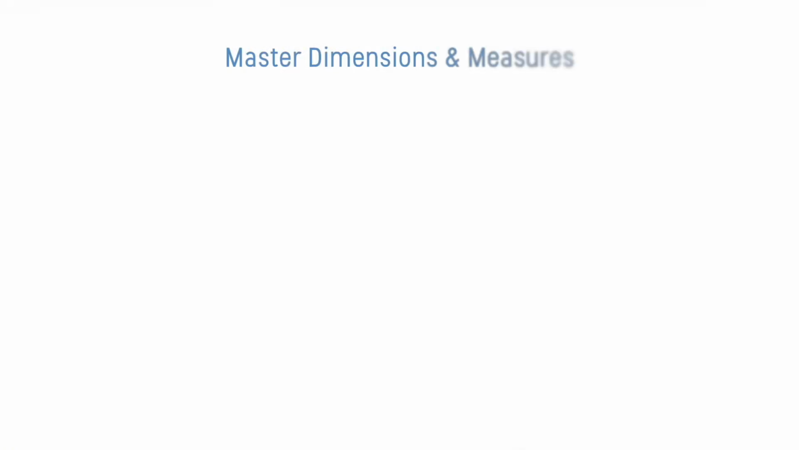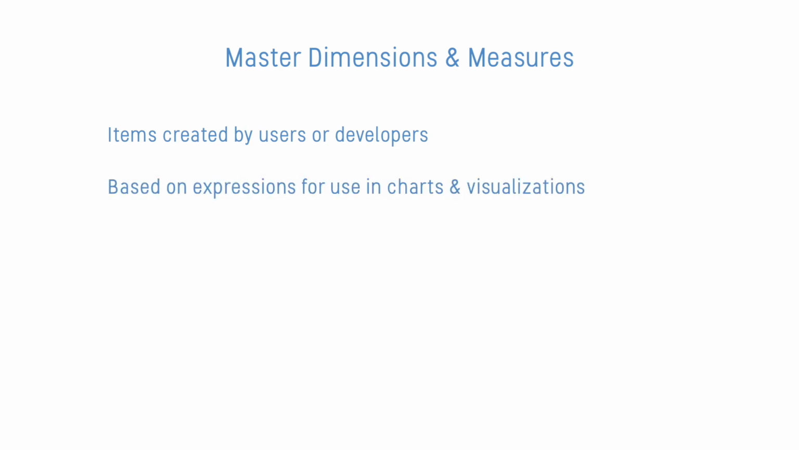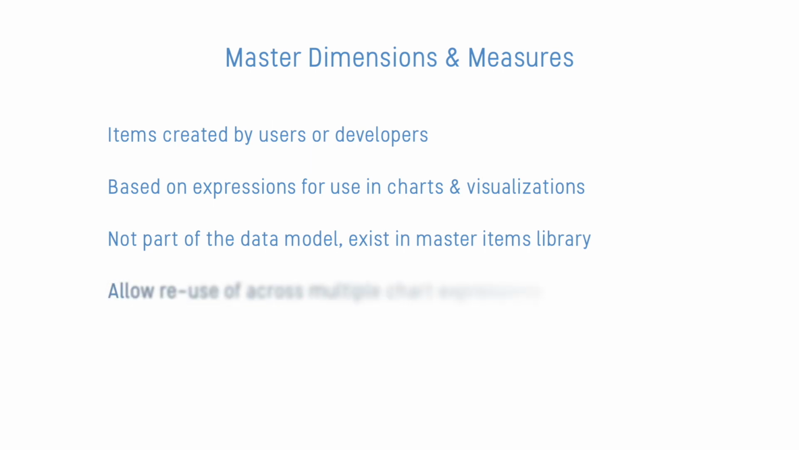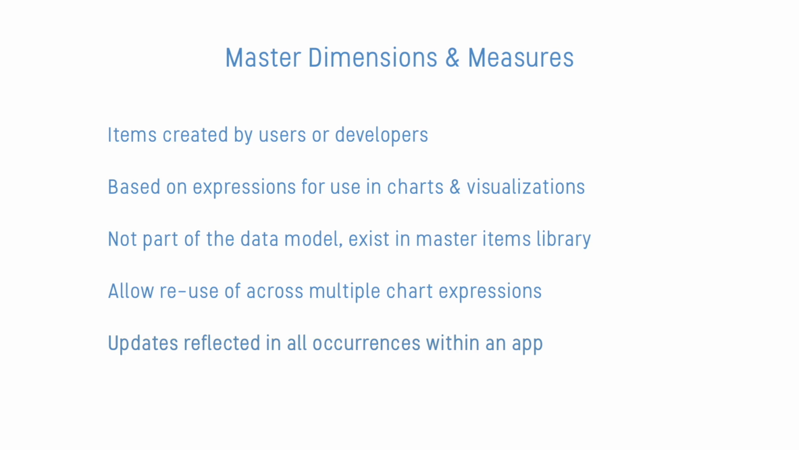Master dimensions and measures are items that can be created by the user or developers based on expressions that can be used in charts and visualizations. They do not exist as fields in the data model. Instead, they exist as items in the master items library and allow easy reuse of items across multiple chart expressions. If an item is used multiple times, you only need to update its definition for the changes to be reflected throughout the app.